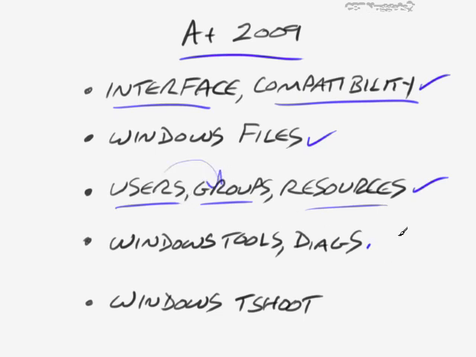We'll take a look at Windows tools and diagnostics because Windows sometimes does not operate properly or something may go wrong with it. You need to have the right tools in order to figure out what's gone wrong. And then we'll take a look at some general Windows troubleshooting as well.